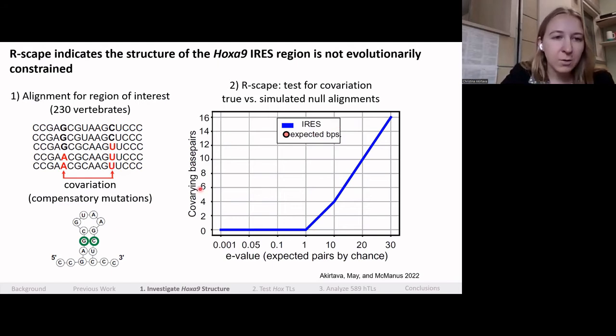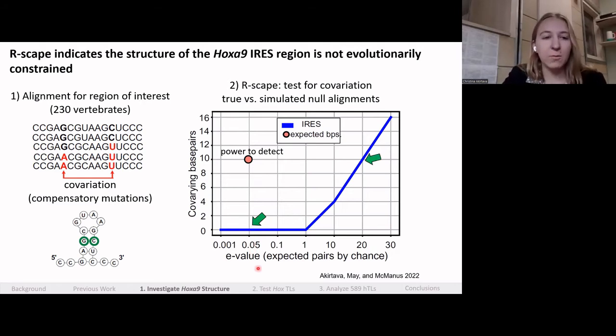So I'll break it down for you. First, the y-axis is showing the significant base pairs, and the x-axis shows the expected pairs, so the e-value. And the blue line here shows the results of the prediction program algorithm at different e-values. So for example, at the significant e-value of 0.05, we had an alignment that had the power to detect 10 significant base pairs. However, we only saw 0, so we saw no significant base pairs for evidence of covariation.